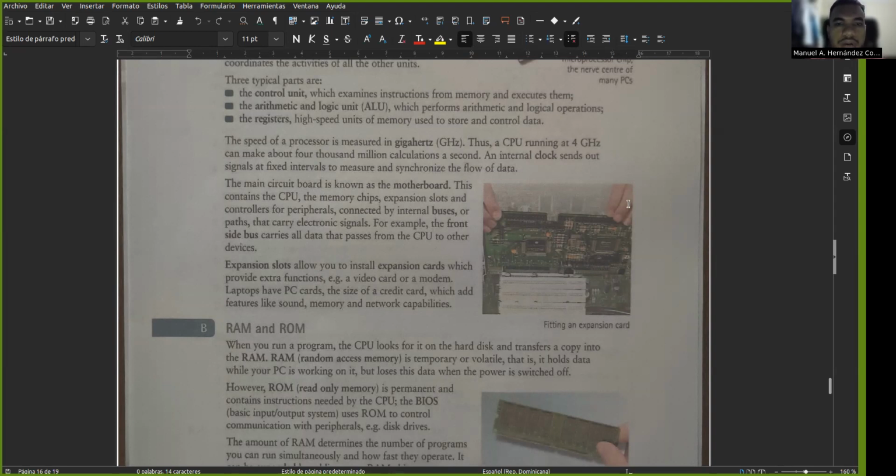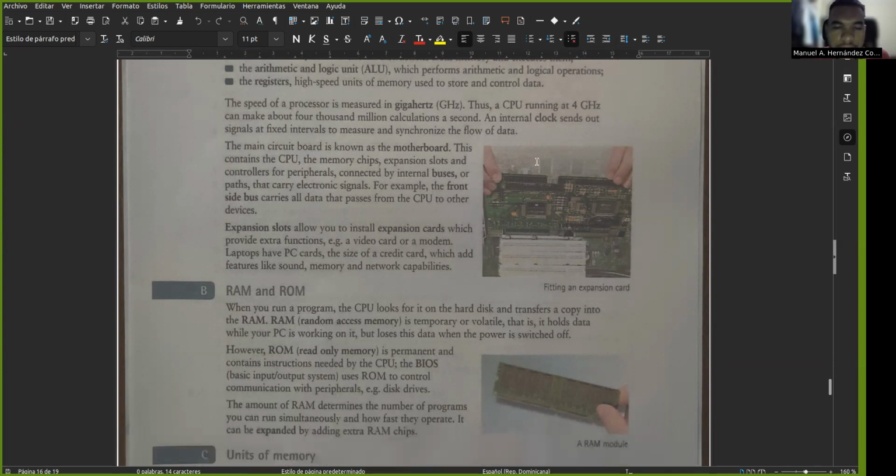Los lotes de expansión te permiten instalar tarjetas de expansión que proveen funciones extras. Por ejemplo, una tarjeta de video o un módem. Las laptops tienen tarjetas de PC del tamaño de una tarjeta de crédito, que te permiten añadir características como sonido, memoria y capacidades de red.